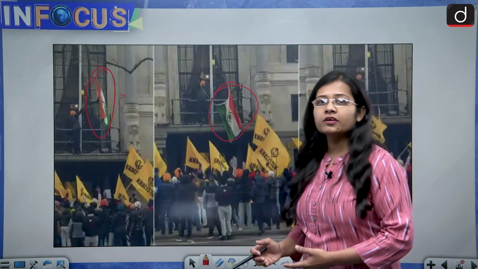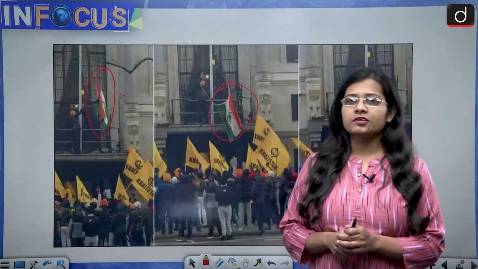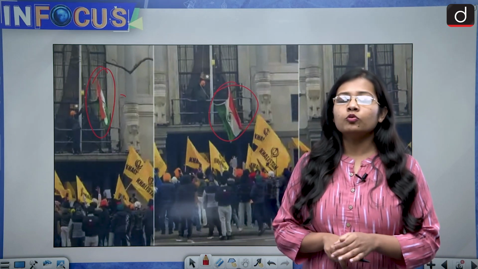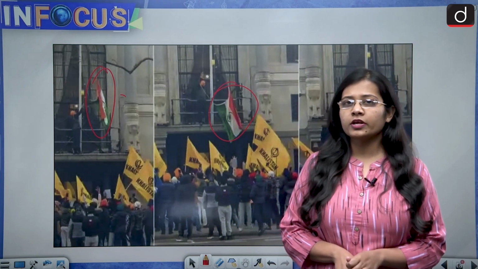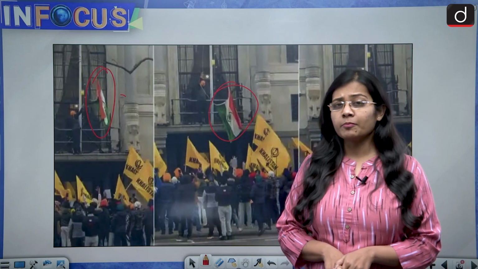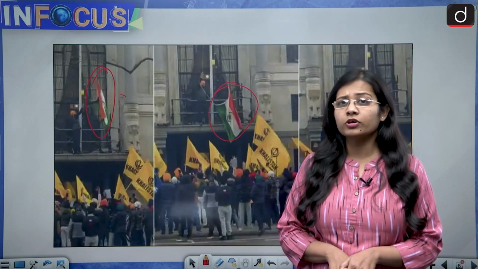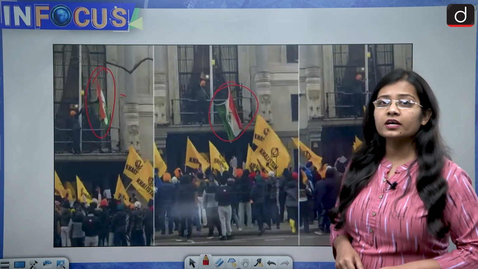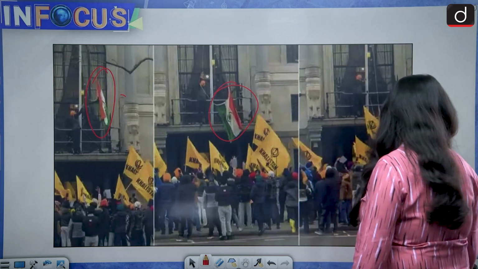Now the question that arises is: where was the British security when the Indian flag was taken down? Then who should be held responsible for it? What is the diplomatic immunity, given that the people working in the Indian High Commission in the UK were at risk? And the last one is: what is the Vienna Convention on Diplomatic Relations?